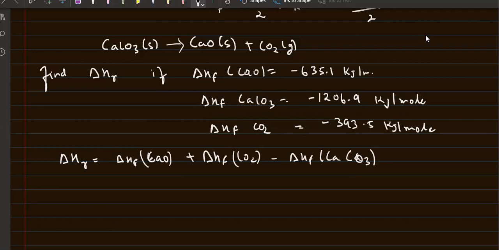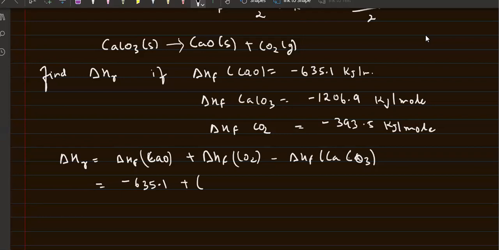Okay, so let's just put the value. Delta H of CaO, what is given? I have given it as 635.1. And this is your 1 mole. If it would have been 2, then you have to multiply by 2. Right, everyone? Because this delta H of formation is for 1 mole. That is something that you have to remember.